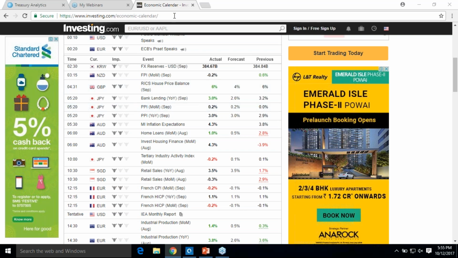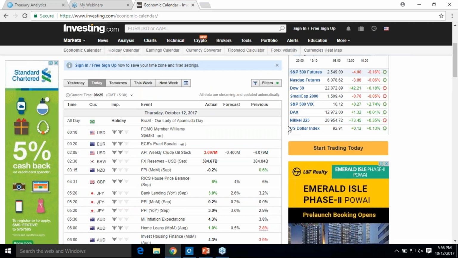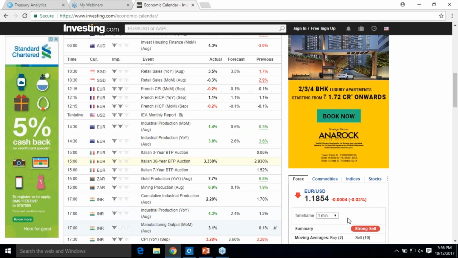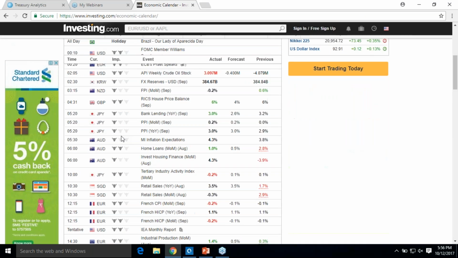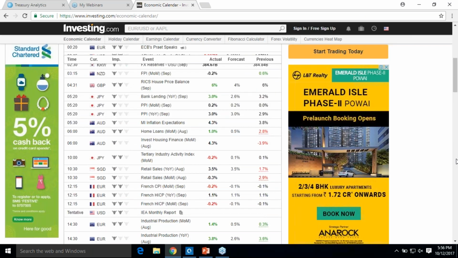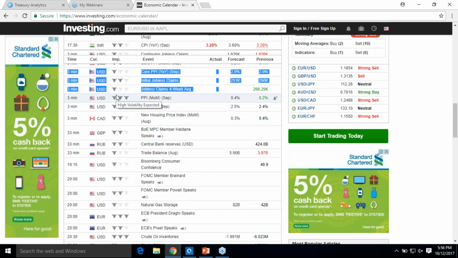Now, for those of you who don't know what an economic calendar is, it lays out all the pieces of fundamental data releases about the state of the economy. The economic calendar is scheduled every day, and as we can see, in about 3 minutes from now, we have three pieces of information from the United States that are going to be released.